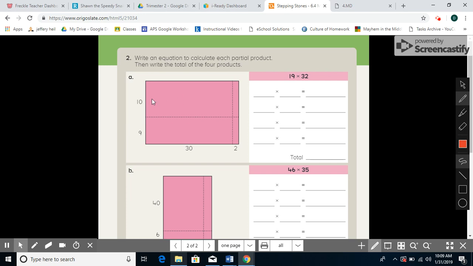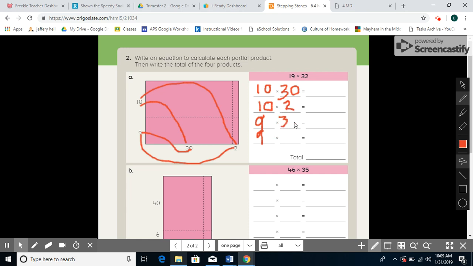So we've broken 19 into 10 and 9 and 32 into 30 and 2. So I know I'm going to multiply 10 times something, 10 times something, 9 times something, 9 times something. And so I'm going to do 10 times 30. Remember, it has to go to each place. And 10 times 2. So 10 times 30 and 10 times 2. And then I'm going to do the same thing here. I have to do 9 times 30 and 9 times 2. So 10 times 30 is 300.